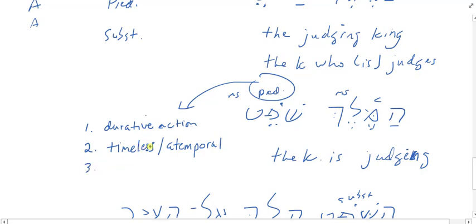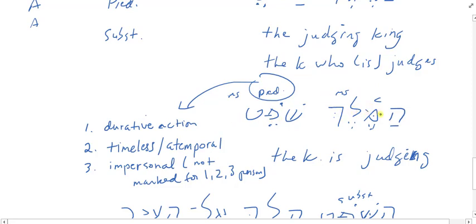And then thirdly, predicate participles are impersonal. Okay, what I mean by that is that they are not marked for first, second, or third person. Okay? Take a look at Hamelech Shofet.